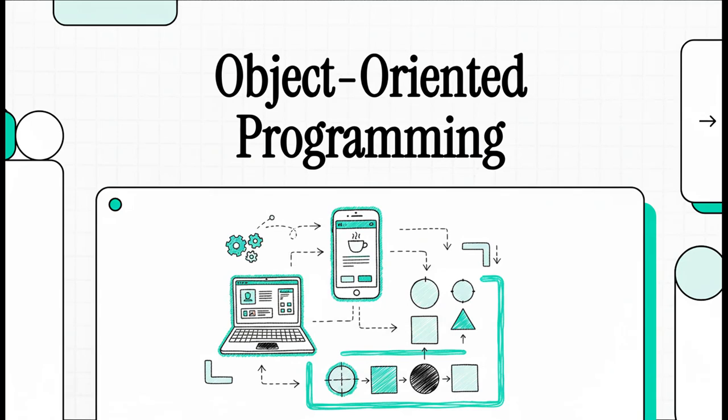You know that app you use to order coffee? Or the operating system running on your computer right now? Well, there's a really powerful design philosophy working behind the scenes for pretty much all of it. It's called Object-Oriented Programming, or OOP. And today, we're going to pull back the curtain and see exactly how it works.